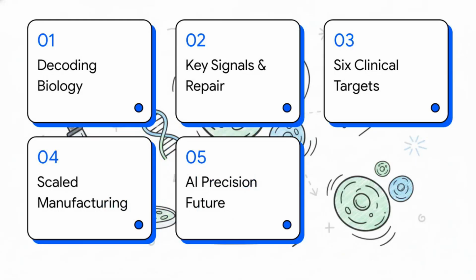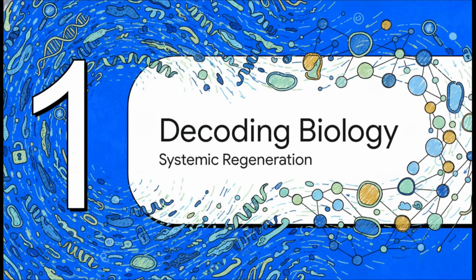Here is our roadmap. We are going to move step by step down the clinical funnel today. We'll start by decoding the raw biology, isolate the signals responsible for tissue repair, look at 6 core clinical targets, navigate the harsh realities of biomanufacturing, and finally, see how AI is shaping the future of all this. All right, Section 1, Decoding Regeneration Biology.